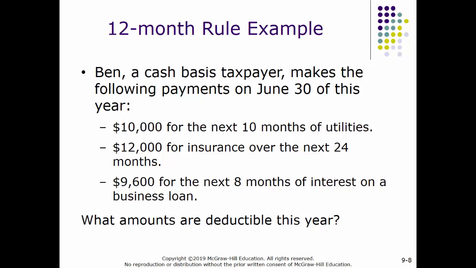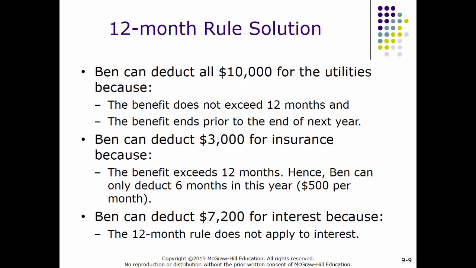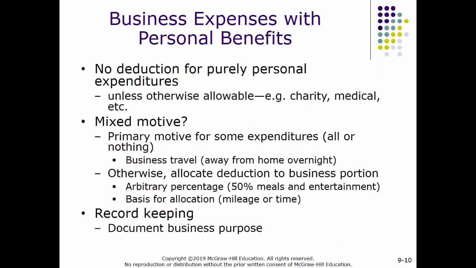Lastly, the $9,600 for 8 months of interest, $9,600 would be divided by 8, and then we would take 6 months of that to determine how much can be deducted. So all of the $10,000 utility expense can be deducted, and just $3,000, which is 6 months at $500 for the insurance, because it's a benefit that exceeds the 12 months in the 12-month rule. And then the 12-month rule does not apply to interest, so he can deduct the $7,200 for interest, because that is the 6 months of interest expense this period.